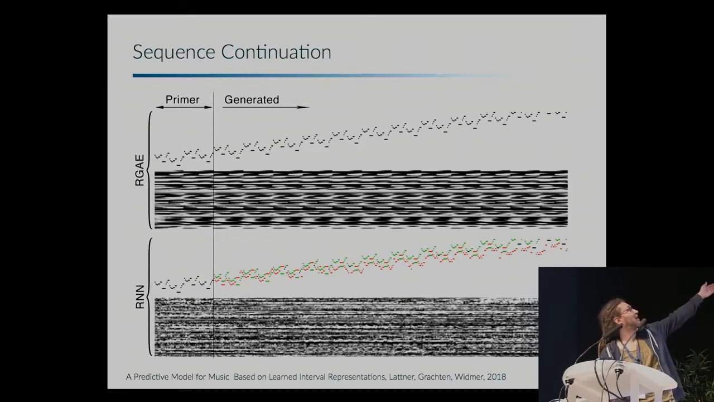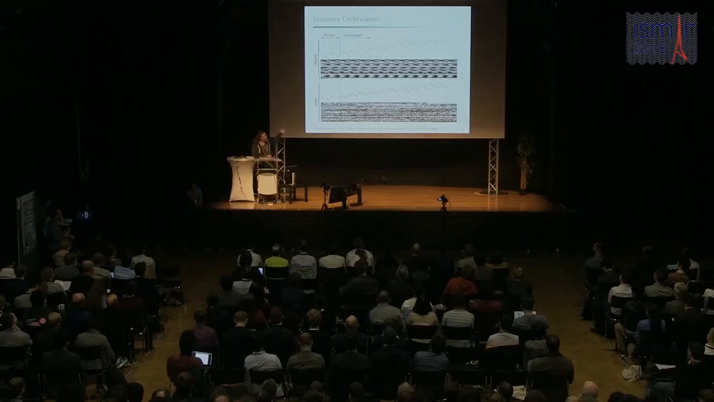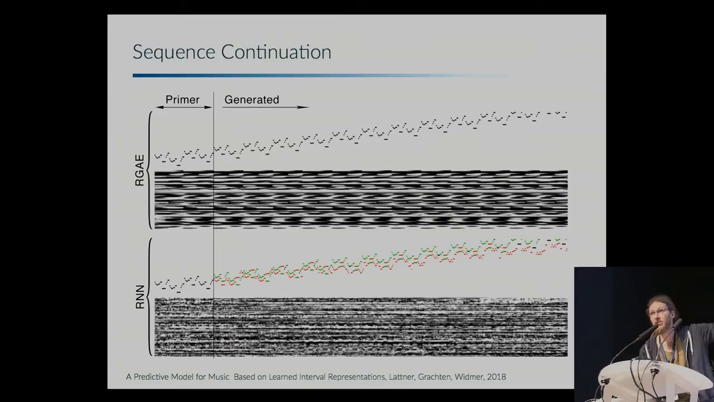I trained an RNN with GRUs and a recurrent gated autoencoder on lots of different transposition and structure schemes, like different transposition distances and different fragment lengths. And if I input the beginning of such a scheme with a fragment the models have never seen before, the recurrent gated autoencoder can just go on and continue this sequence. And the RNN has a hard time doing so. It should actually generate this green sequence, but it generated the red sequence.